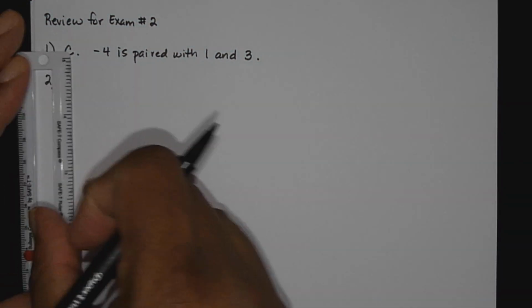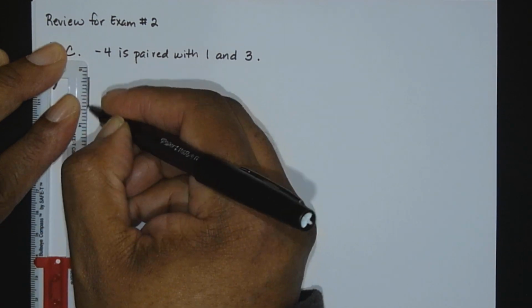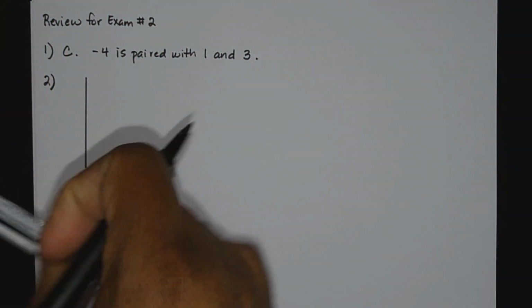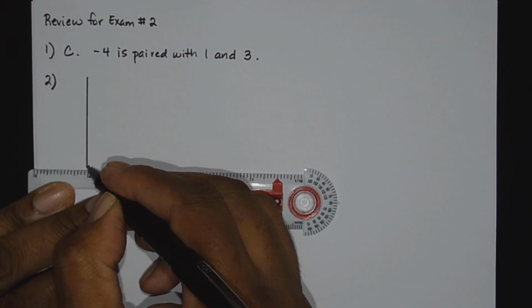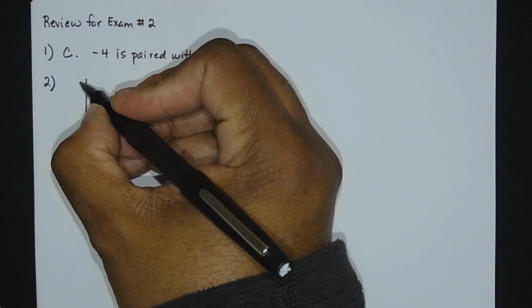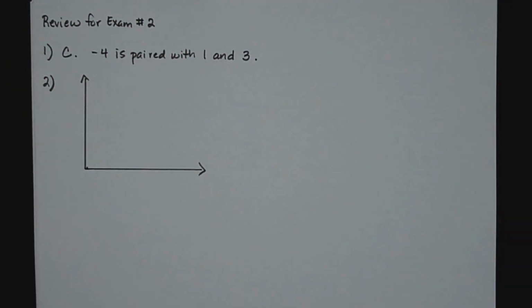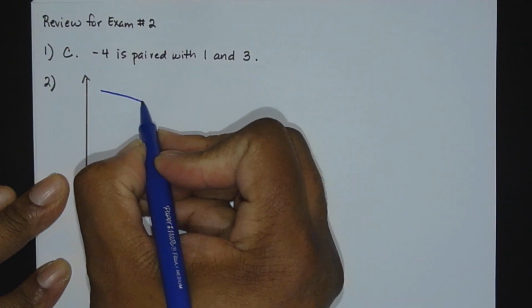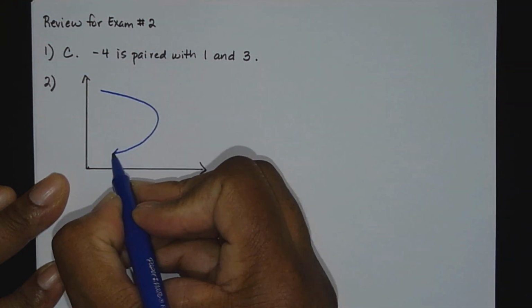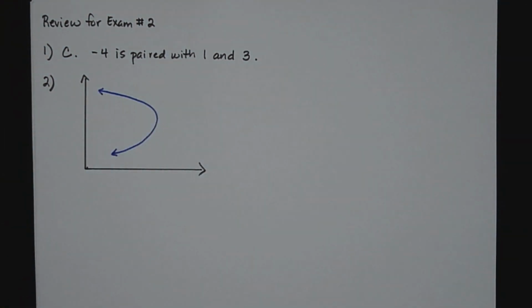All right, number two is to use the vertical line test to determine if the graph below represents a function. So in this case, let's say we had a graph that looked like this, and I want to use that vertical line test to determine whether or not it is a function. Would this be a function?